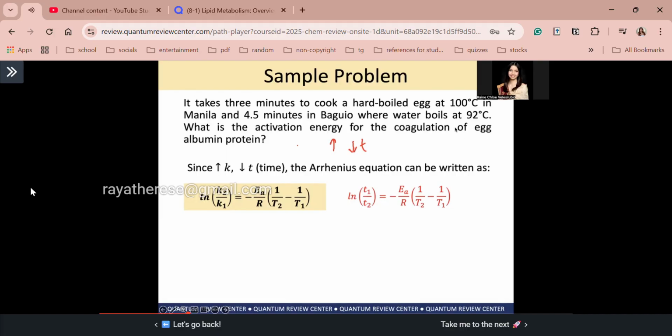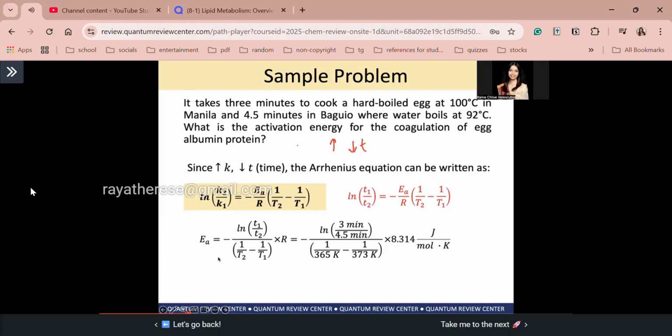So, what we are looking for here is the activation energy. So, we just transpose the equation, guys, and we will get this equation. EA, activation energy, is equal to negative ln T1 over T2 divided by 1 over T2 minus 1 over T1, times the universal gas constant. So, guys, our T1, of course, is the 3 minutes, right? This is T1. So, this is T2, right? Based on the sequence of the problem. Then, your temperature 1 is this one, 100 degrees Celsius. Your temperature 2 is 92 degrees Celsius. Right? Correct. So, let's just simply substitute.